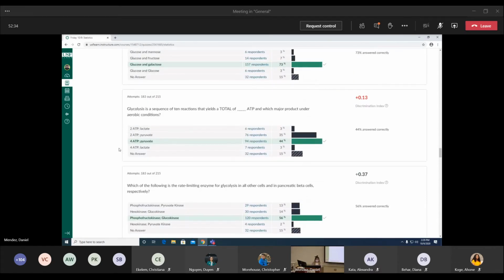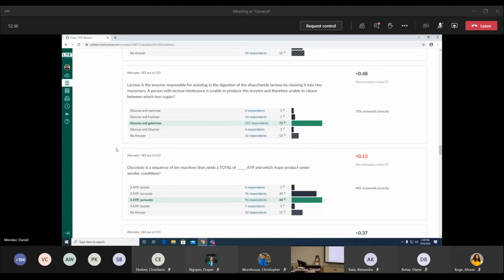Okay. So the first question, lactase is the enzyme responsible for assisting in the digestion of the disaccharide lactose by cleaving it into 2 monomers. A person with lactose intolerance is unable to produce this enzyme and therefore unable to cleave between which 2 sugars. So pretty much you just have to memorize what lactose is made of, glucose and galactose. It's really easy because the word lactose is in the word galactose. So that's how you can remember it.